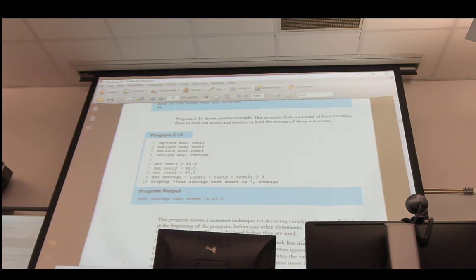And this is basically what we did with the program, right? We did int test1, int test2, int test3. Then we did float average, right? Basically the same thing, but they write it in a little pseudocode. Then look, they said set test one equal to this. So now they assign it, all right? So test one equal 88, test two equal 92.5, test three equal 97.